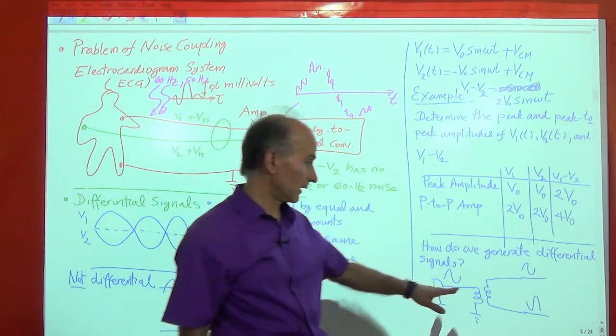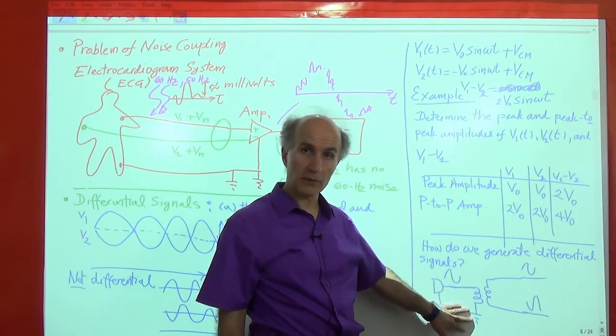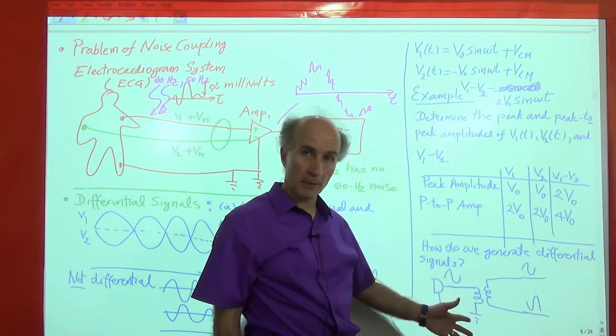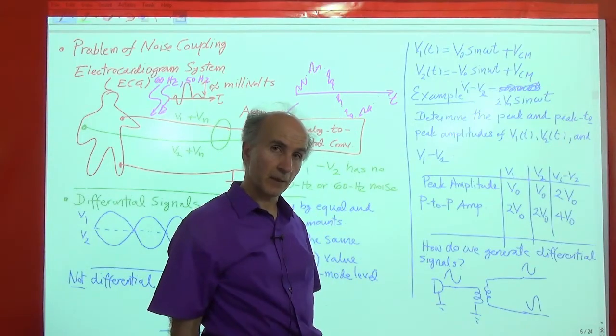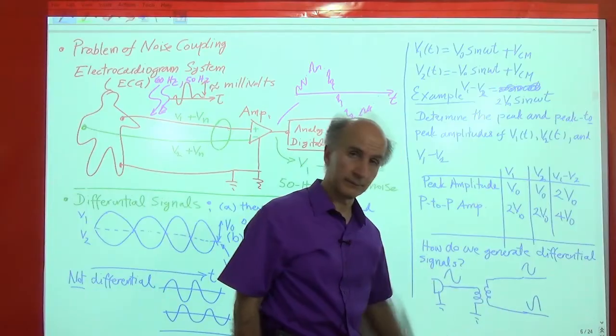Now, we don't necessarily use a transformer all the time. Sometimes we use other types of circuits and devices. But this is just one example of how we can go from this signal to these two.